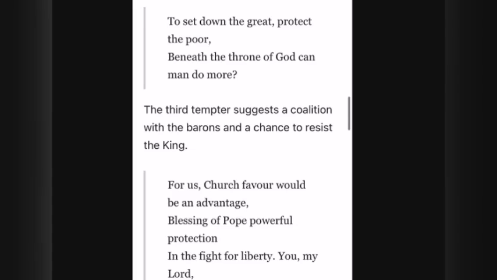Now the third tempter suggests a coalition with the barons and a chance to resist the king. So he said, for us, church favor will be an advantage, blessing of the Pope, powerful protection in the fight for liberty. You, my Lord, in being with us will strike a good stroke.